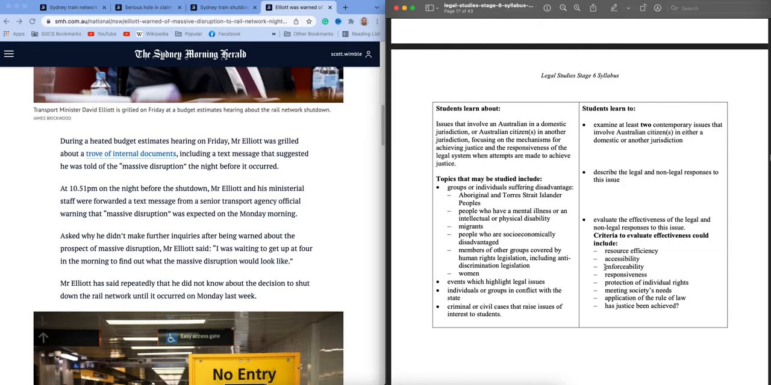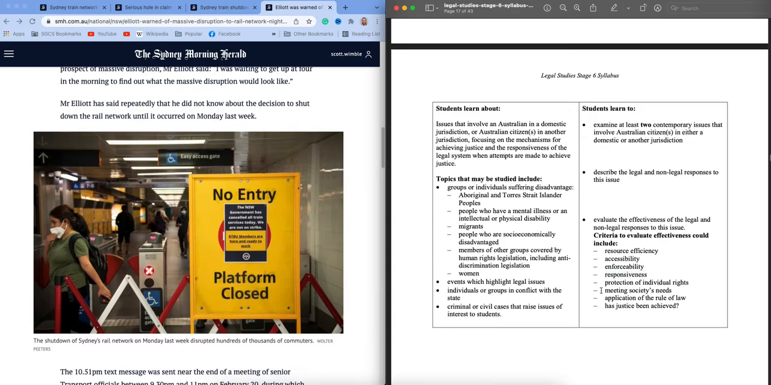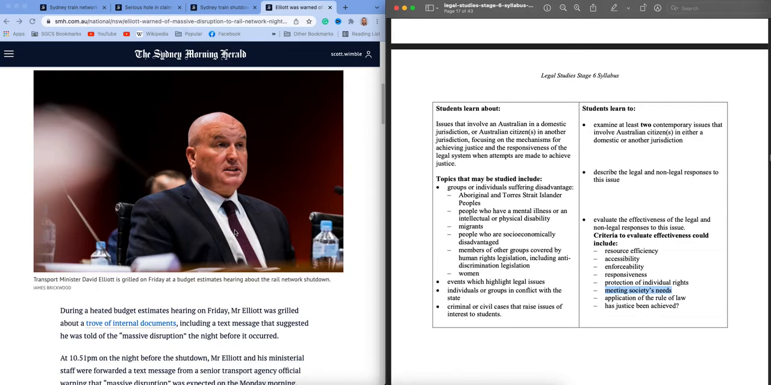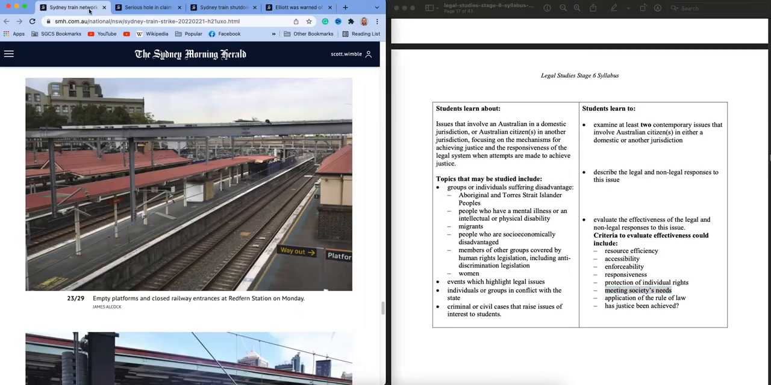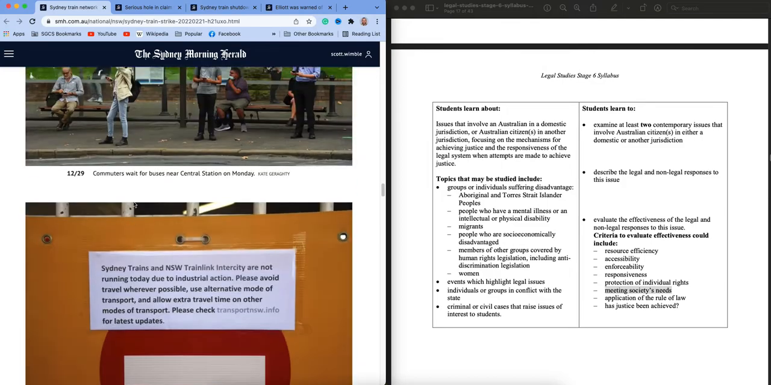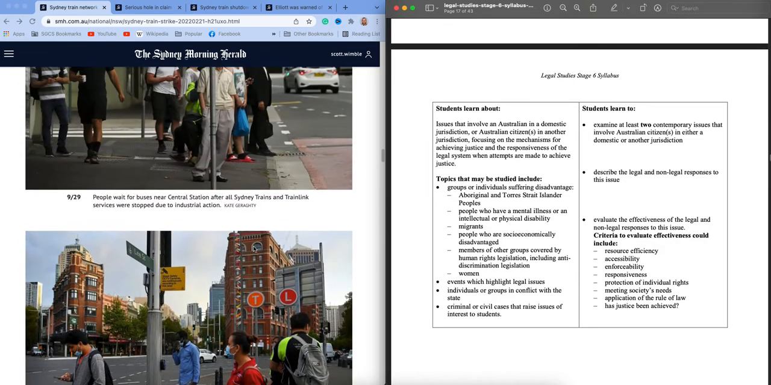So some of them used responsiveness based on David Elliott not responding well enough and Sydney Trains not doing it. Others used meeting society's needs. So this concept of if we're going to have huge disruption of a transport system that hundreds of thousands of Australians use to get to work, well, then they need to have enough time to make, as was claimed, alternative modes of transport and extra travel time. And then they wrote those out, sent them to me. I had a look, made some suggestions, gave them some feedback, etc.